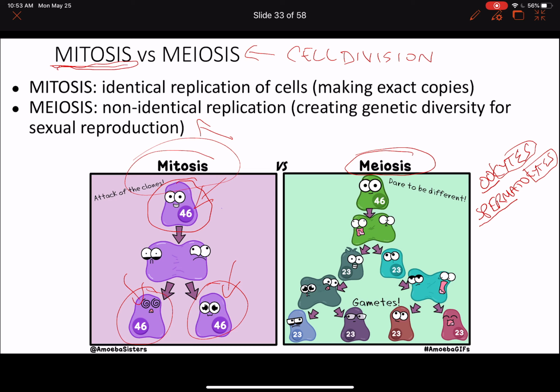The way that meiosis is different from mitosis is you're still starting out with a parent cell that has all the genetic information from the host organism. So in us, our oocytes and our spermatocytes have two sets of 23 chromosomes, equaling 46. But at the end of meiosis, instead of having exact copies like we did in mitosis, we now have sperm or eggs that have one set of 23 chromosomes inside of them.